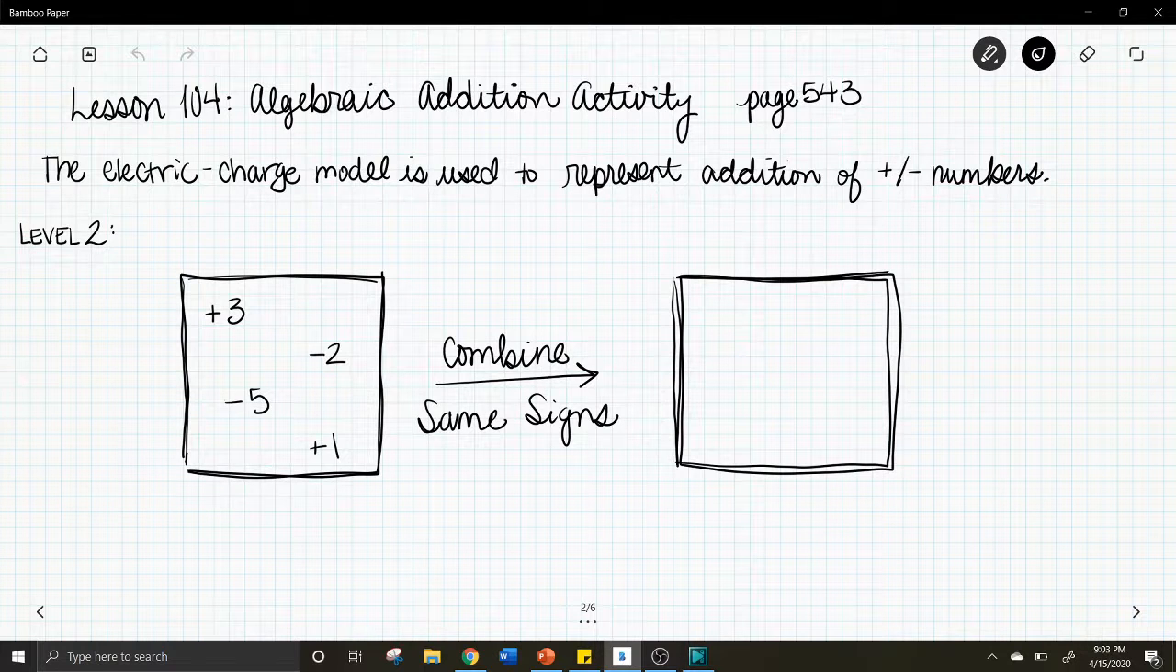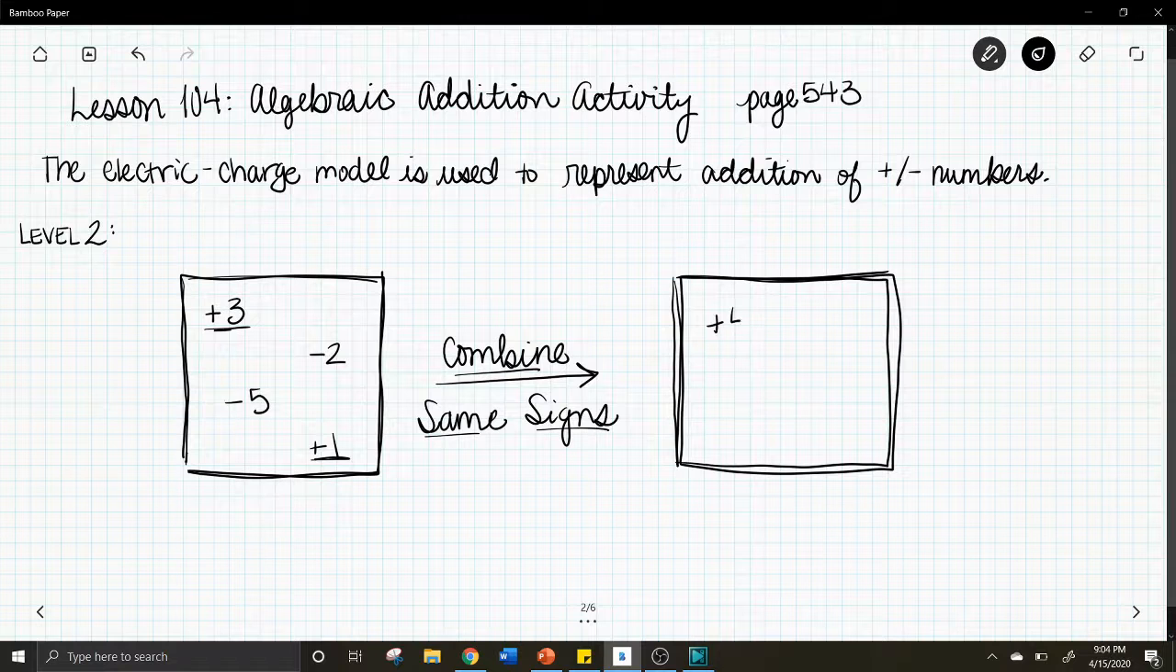Once again, the electric charge model. Now you'll see that we have some numbers in these screens that are getting attributed to the different boxes. What we're going to do first is combine the numbers that have the same sign. For example, we have a +3 and a +1. Let's add those together and we'll get a +4. Next we have a -5, a -2. Let's add those numbers together. Those added together is 7, and then we'll give it that negative sign because those are both negative.